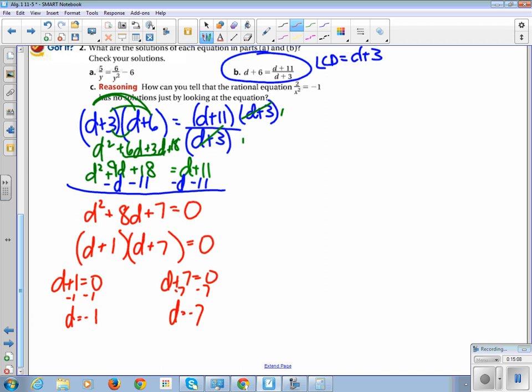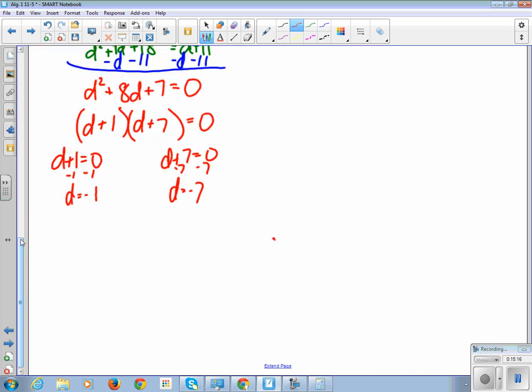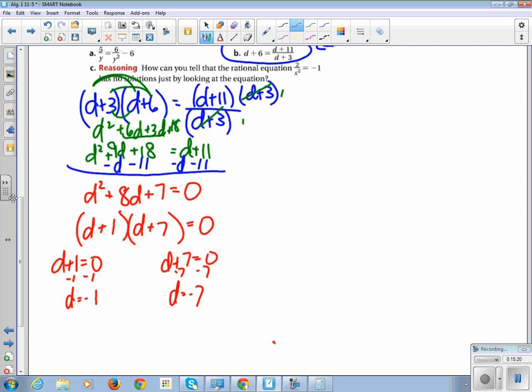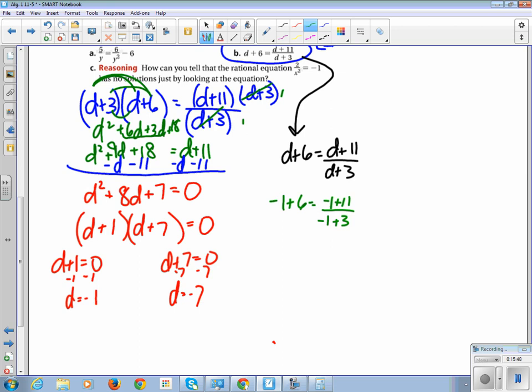And then we're going to check our solutions. So I'm going to rewrite this down here so I can see it. D plus 6 over D plus 11 equals D plus 11 over D plus 3. So I'm going to check my negative 1. Negative 1 plus 6 is 5. Negative 1 plus 11 is 10. Negative 1 plus 3 is 2. Is 5 over 10 equal to 10 over 2? Yes. Sure.